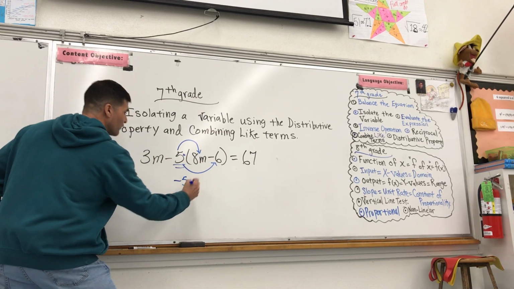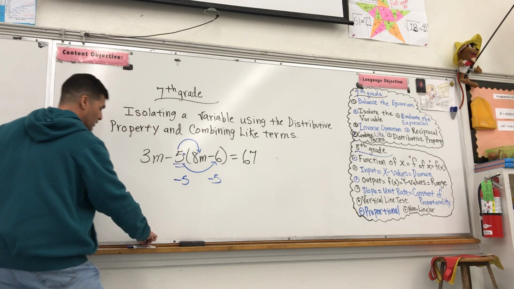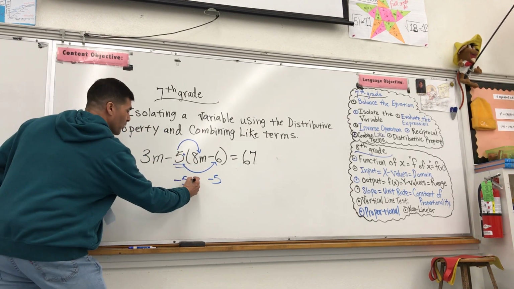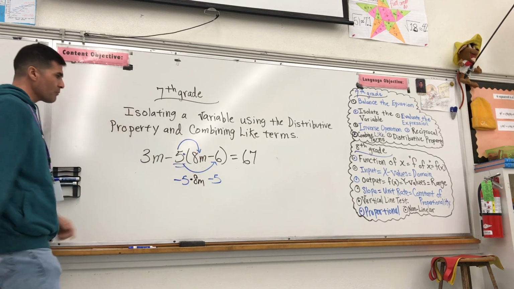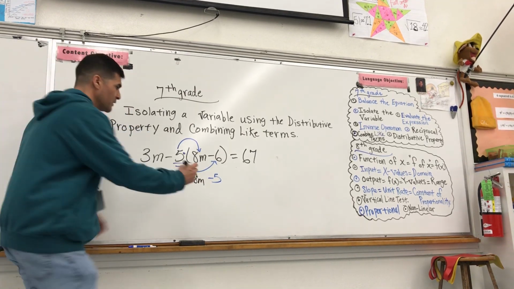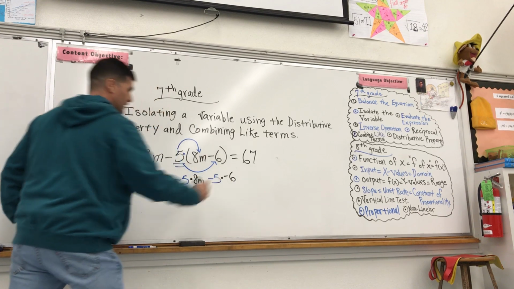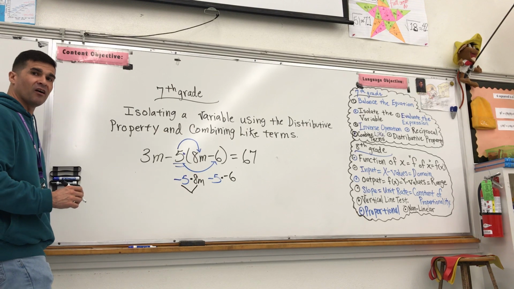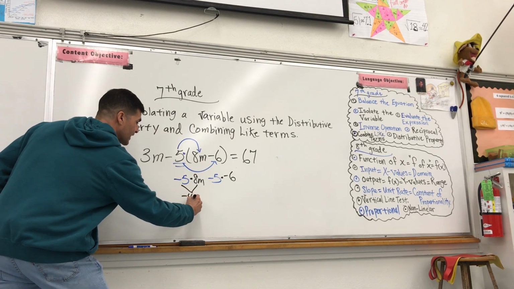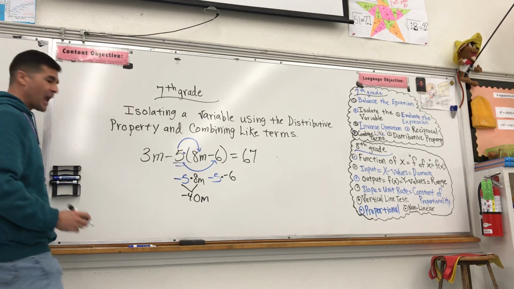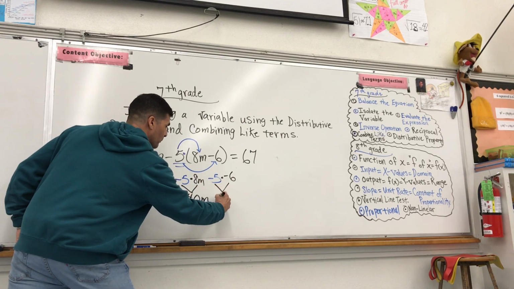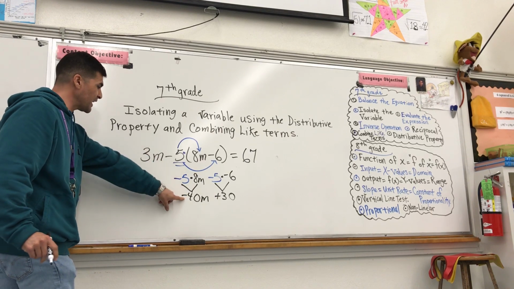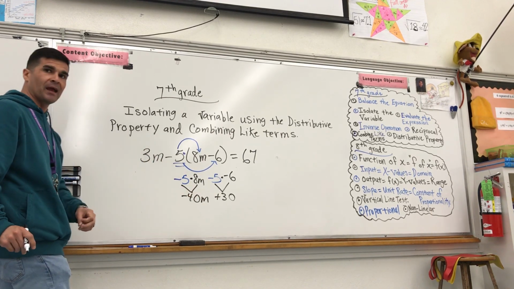So -5, I'm going to actually multiply it two different times. This is called the first term, so I'm going to multiply it by 8m. This is called the second term, so I'm going to multiply this by -6. When I multiply these using my rules of multiplication of positive and negative numbers, I get -40m and I get positive 30. These 30 numbers have no variable. These -40 numbers have a variable m.